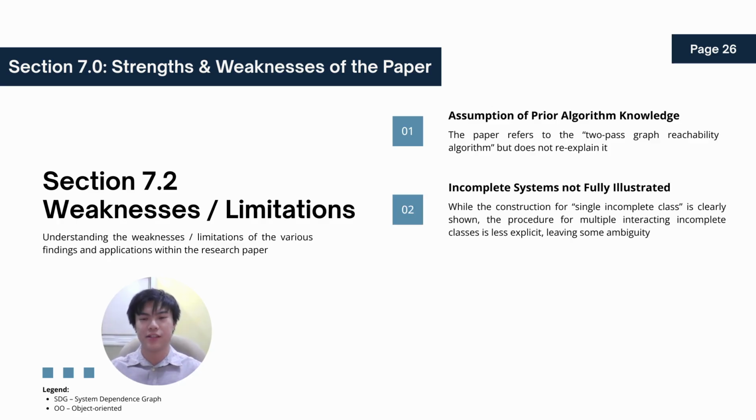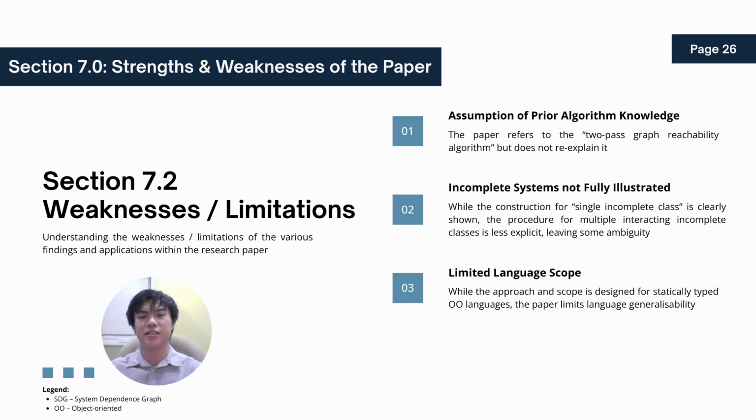The second weakness is that incomplete systems are not fully illustrated within the paper. While the construction for single incomplete class programs is clearly shown and explained, the procedure for multiple interacting incomplete classes within an incomplete system is less explicit, and there is no figure that shows and explains how this slicing may work within an incomplete system. So this will lead to ambiguity for the reader and may cause confusion later on.